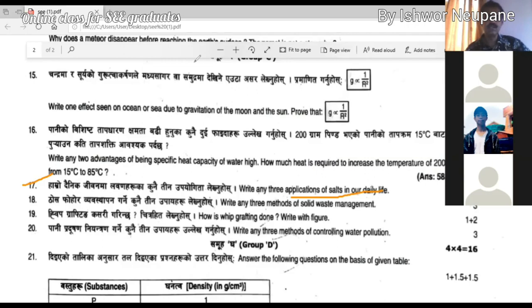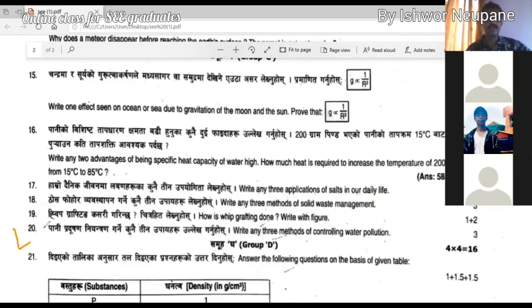Next is question number 18: any three methods of solid waste management. Can you say? Collection and transportation, burning of waste materials, landfilling and dumping. You can do this one. Question number 19: how is wood grafting done? Write with a figure. Do you know the page number? Find out the page number. Page number 306. That's good.